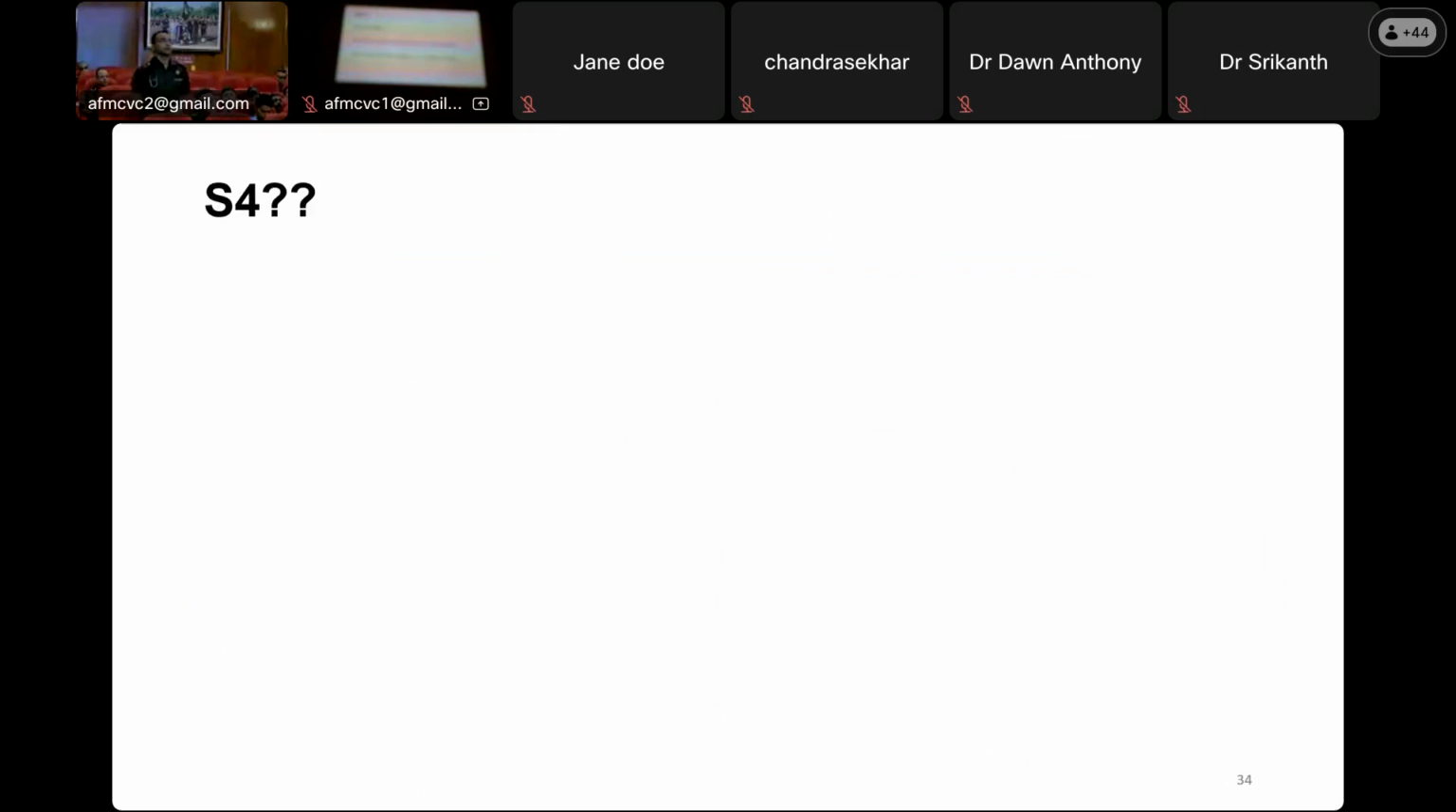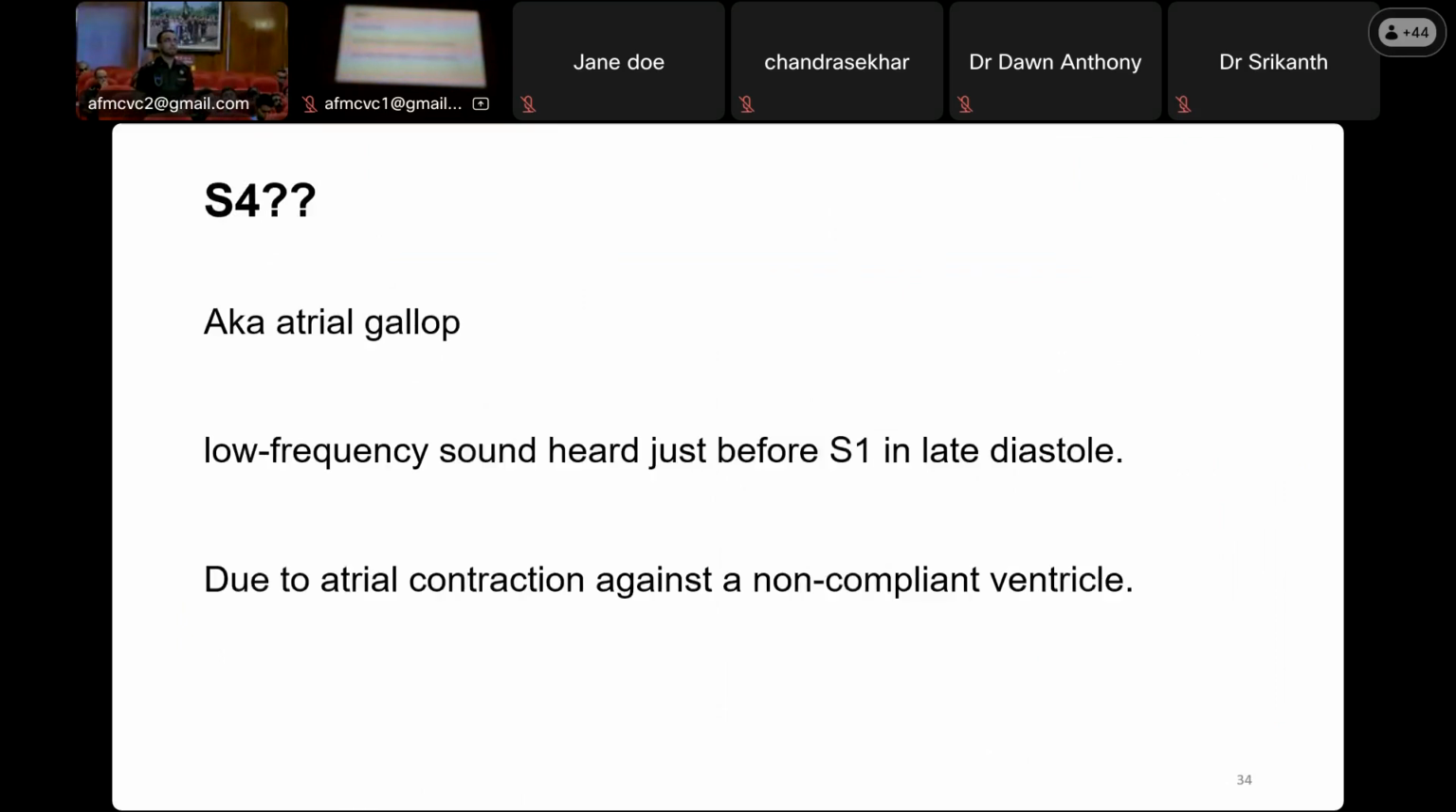So there are two sounds, S3 and S4, which are low pitched sounds. You hear them with the bell of the stethoscope. They can be right sided or left sided. S3 is because of rapid ventricular filling, as the ventricle is filled because of any increased flow. So you hear S3. And S4 is seen when the atria contract. It is the last phase of diastolic filling. So you hear S4 when the atria contract and there is some resistance at the ventricle level.